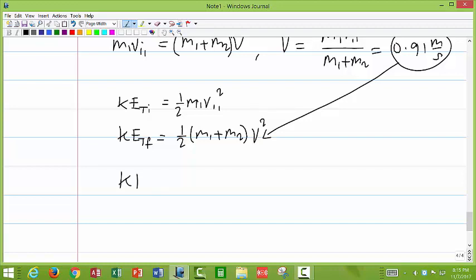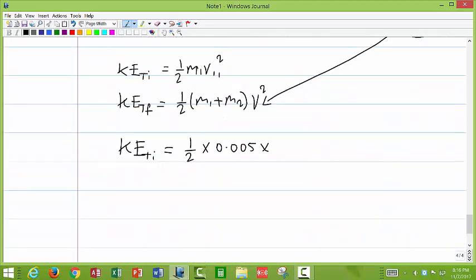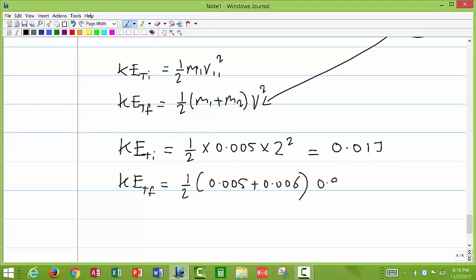So what is the kinetic energy total initially? That is half times m1, which is 5 grams, which is 0.005 kilograms, times V initial. What was V initial? 2, squared. So what does that give us? 0.01 joules. And then what is the final kinetic energy? You said this was 0.91 squared. So what does that give you?